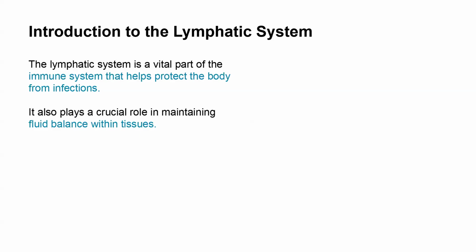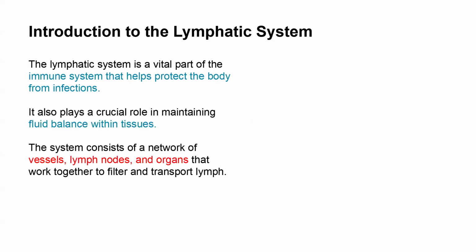So from here we can clearly understand that the lymphatic system has two important roles. Number one, it has an immune function, and then it is also important in maintaining fluid balance. So these are the two important functions of the lymphatic system. Very importantly, the system consists of a network of vessels, lymph nodes, and organs that work together to filter and transport lymph. So these are some of the important components, or the network, of this lymphatic system, which include vessels, lymph nodes, and the organs.